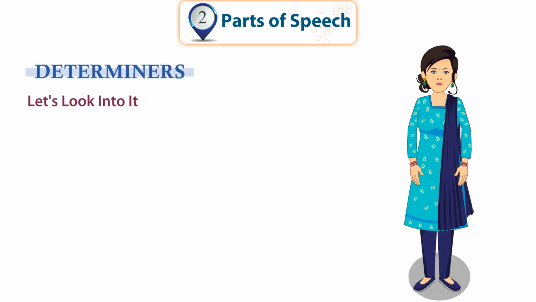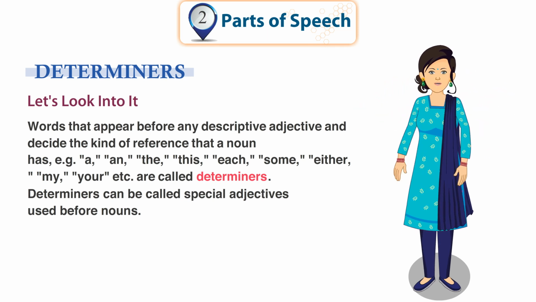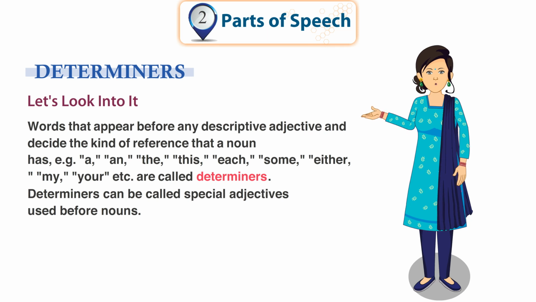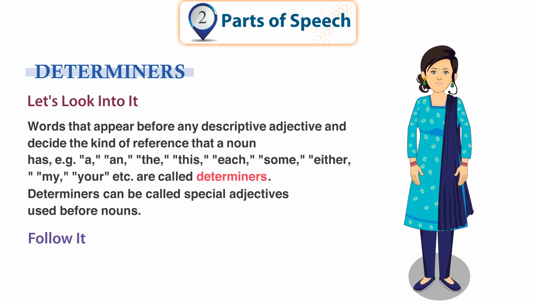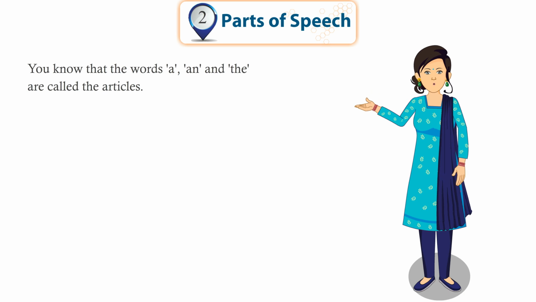Determiners. Let's look into it. Words that appear before any descriptive adjective and decide the kind of reference that a noun has. Example: a, an, the, this, each, some, either, my, your, etc. are called determiners. Determiners can be called special adjectives used before nouns. You know that the words a, an, and the are called the articles.